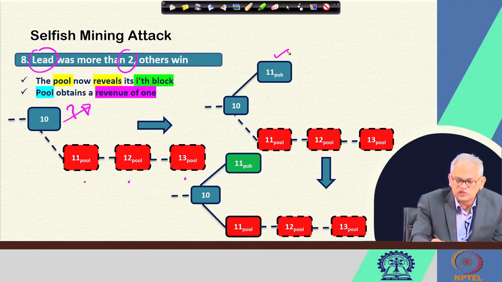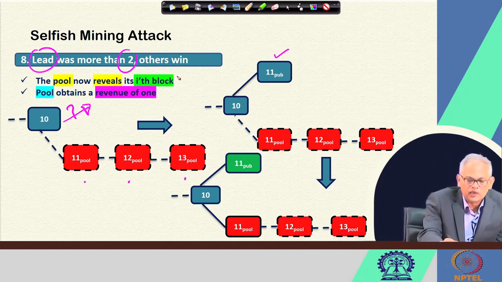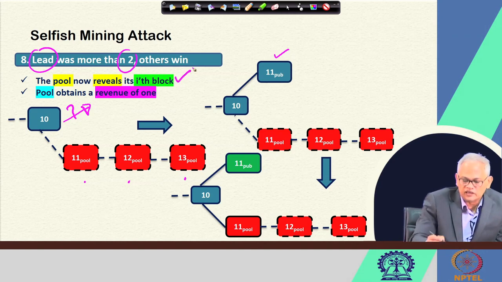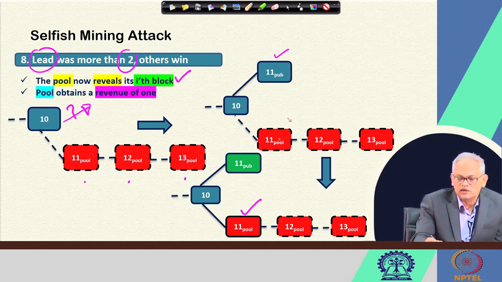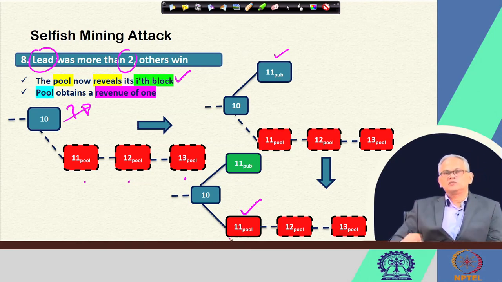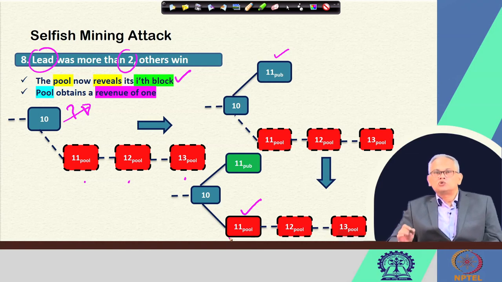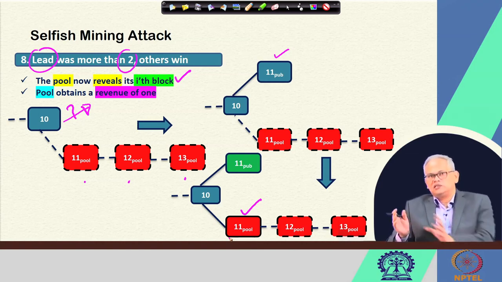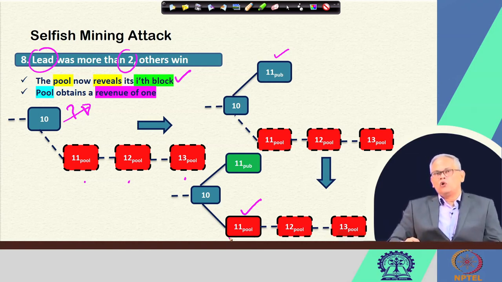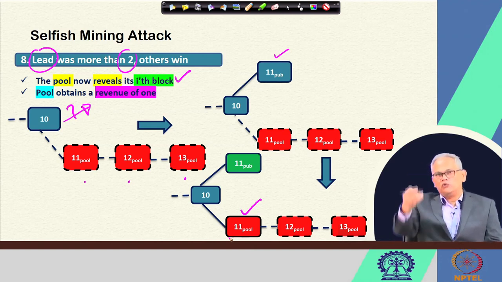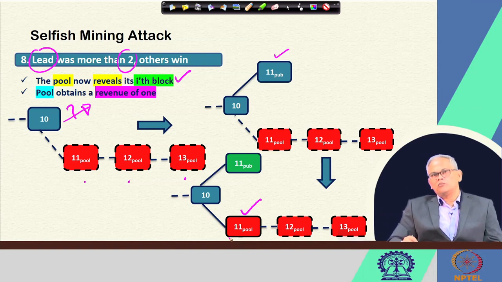In this situation, the pool now reveals only its ith block. You see that what we had here was a dashed line and this is in bold, which means this has now been made public. The attacker knows that it still has a cushion of 2 more blocks. So even if the public can mine one more, it will make all its blocks public. That was what was shown in the previous example, scenario 7.